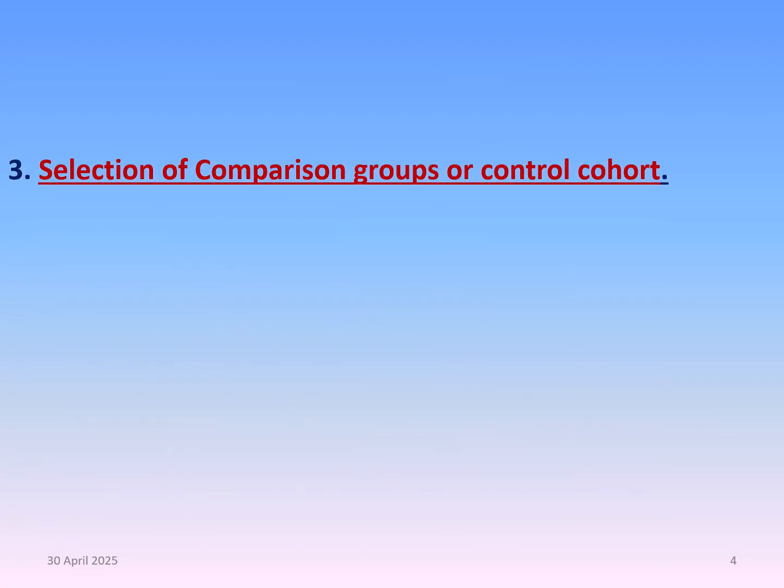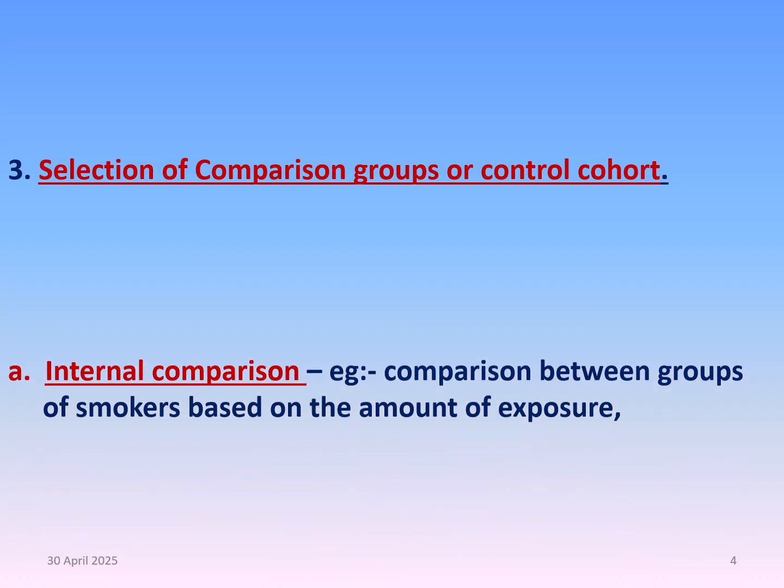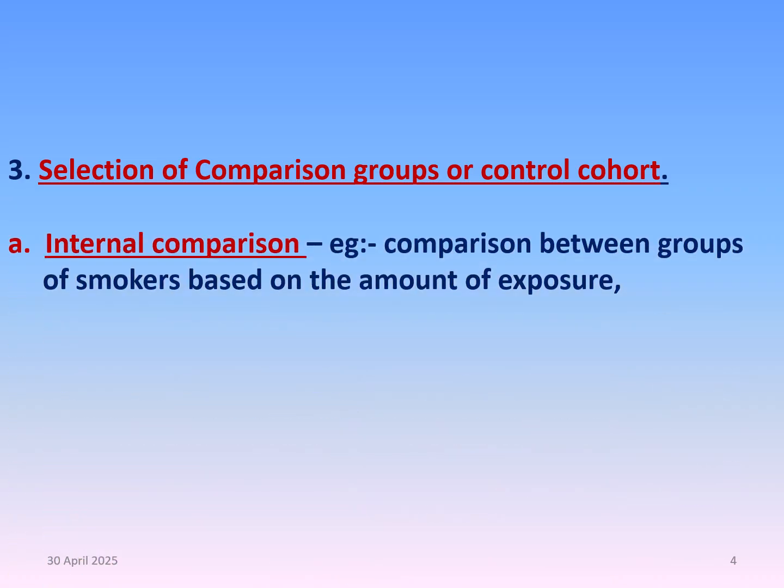Third step is selection of comparison cohort or control cohort or comparison group. Comparison groups are not exposed to the risk factor. So sometimes we can select comparison group or control group by internal comparison. Internal comparison means comparison between groups of smokers based on the amount of exposure.